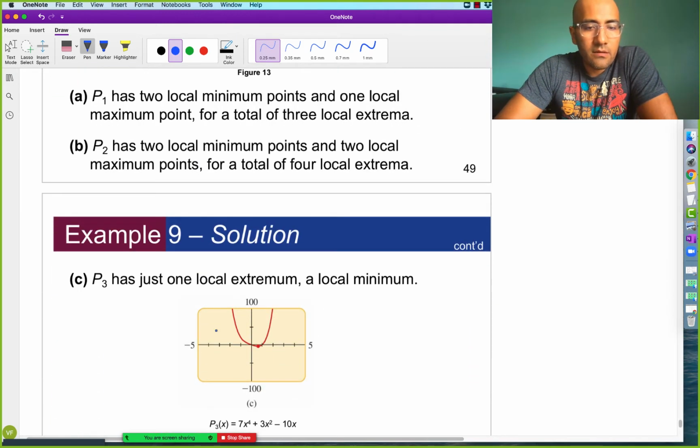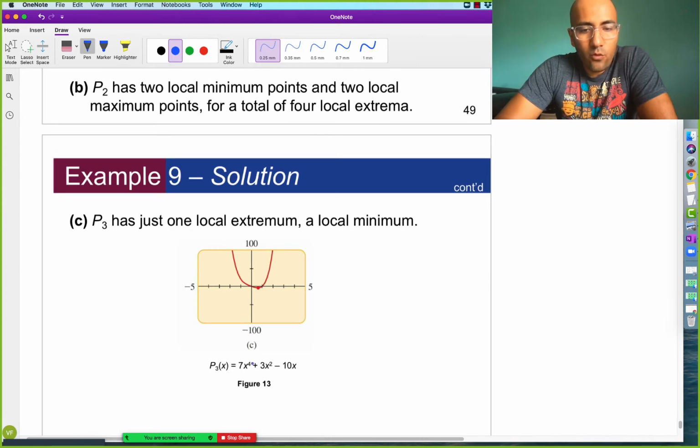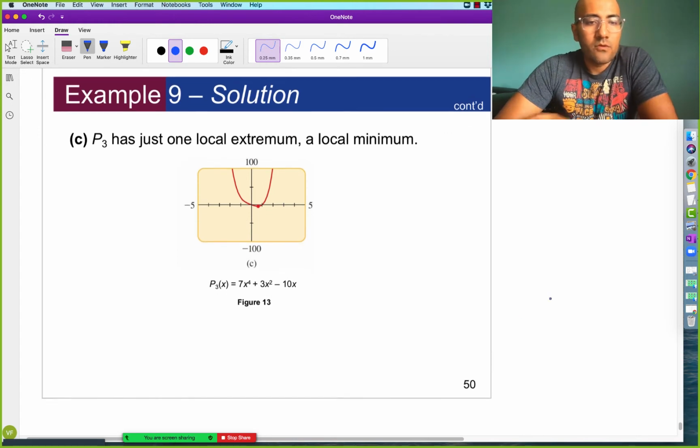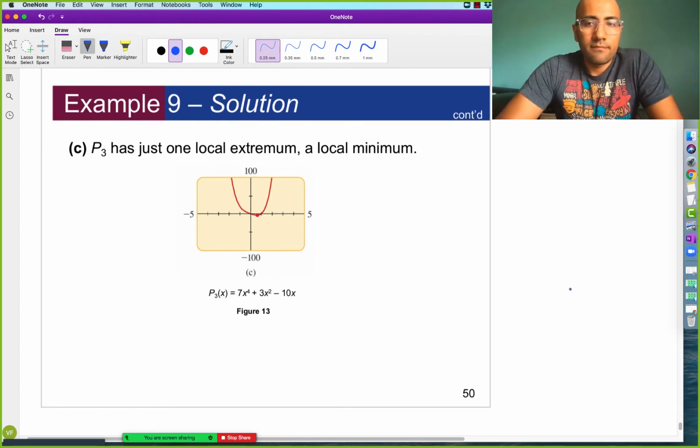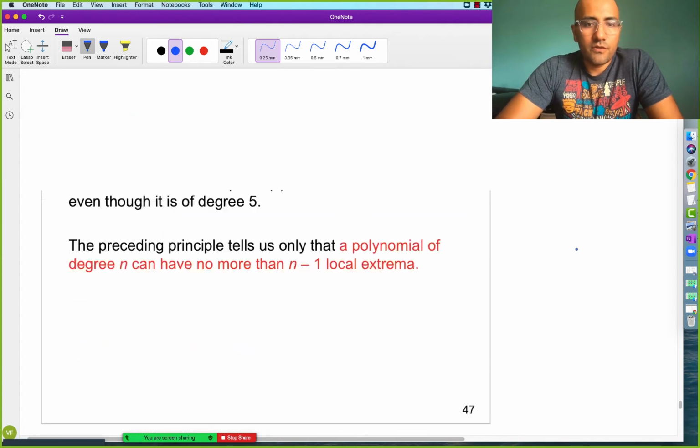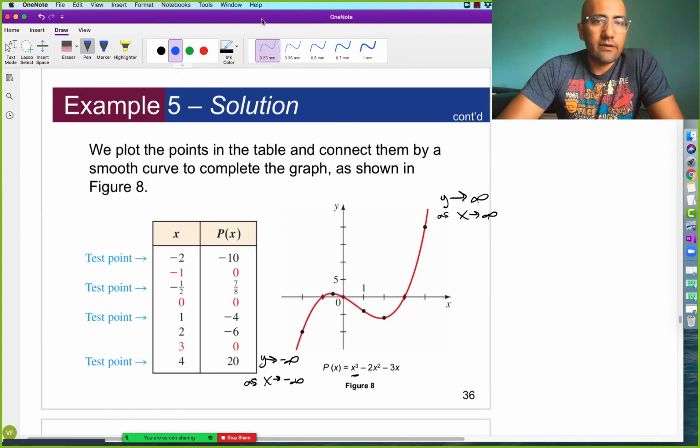And then this next one has degree 4, so there should be a maximum of 3, but in fact there's only 1. And that's okay. It's a maximum of 3, not that there has to be 3. Good? Questions? Okay, so that takes care of this section.